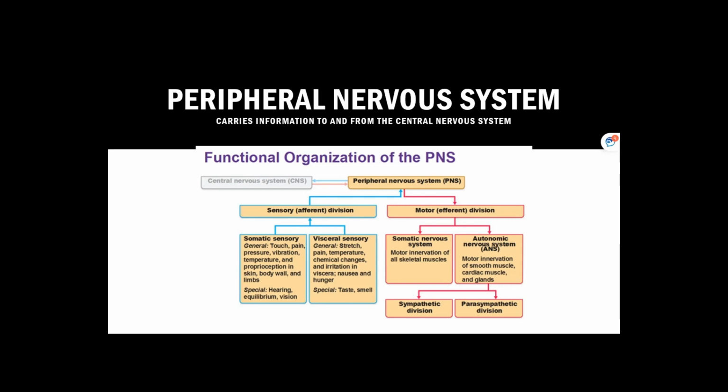Within that peripheral nervous system, you have your sensory division, and then you have your motor division. You can see there the sensory division: you have your somatic sensory, and then you have your visceral sensory. And then the motor division, you have your somatic, and you have your autonomic system. And then, of course, your autonomic system is broken down into the sympathetic and the parasympathetic. We'll talk about that in detail in just a few minutes.